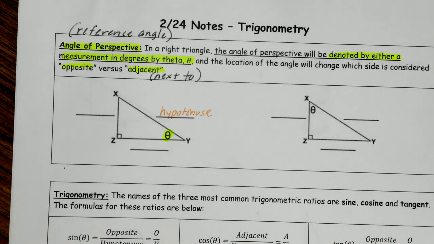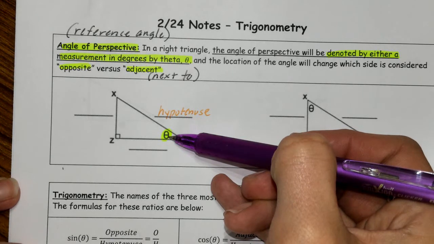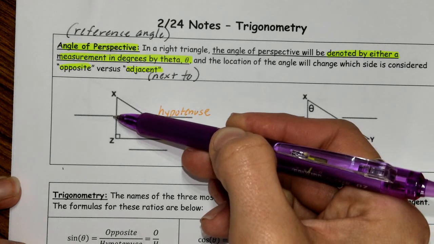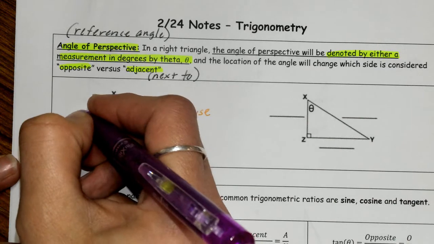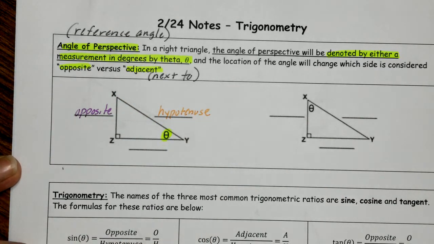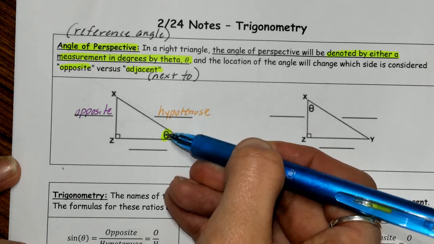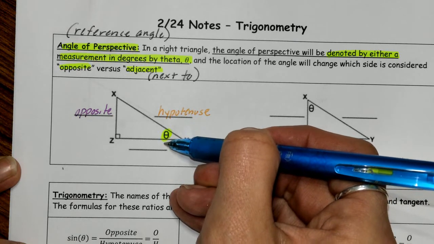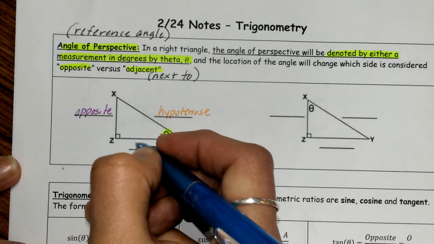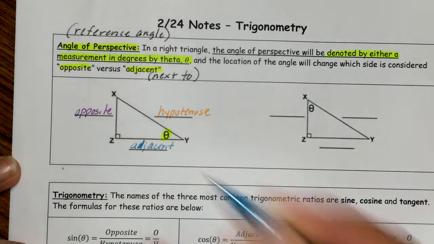Now, your adjacent and your opposite depend on where this reference angle of perspective is. If we're standing right here at this angle, the side that is opposite of it, all the way on the other side, is our opposite side. Makes sense, right? It's opposite. And the side that is right next to it, that's not the hypotenuse, is adjacent. It's the leg, not the hypotenuse. This is your adjacent. It is right next to the reference angle.